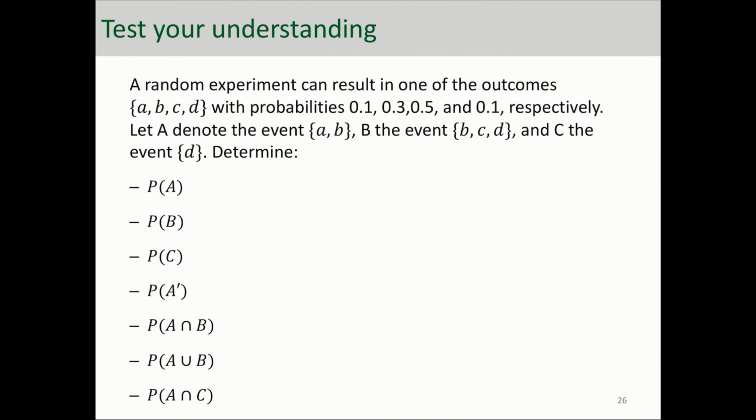Respectively, let A denote the event that contains these two outcomes, and B event BCD, and C is another event that only contains outcome D.